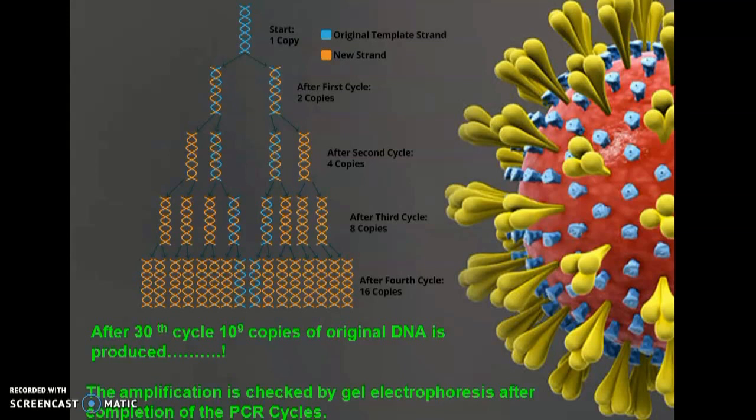And in the conventional PCR, whether the DNA is amplified or not is checked by gel electrophoresis, and for that purpose we require the reaction to be completed, and this aspect makes the real-time PCR different from this conventional PCR. So let's see how it is.